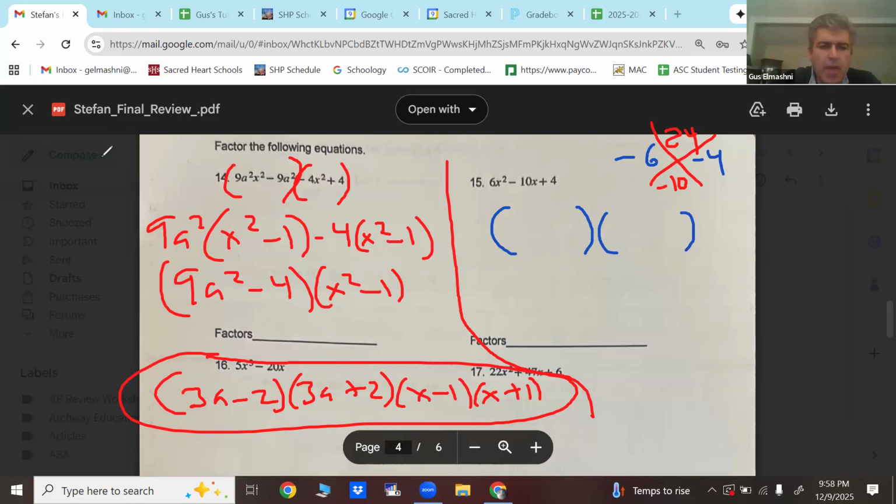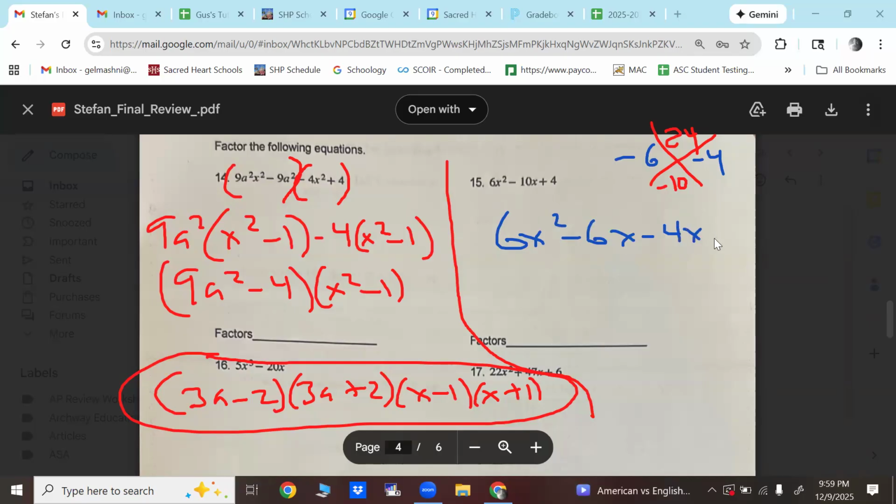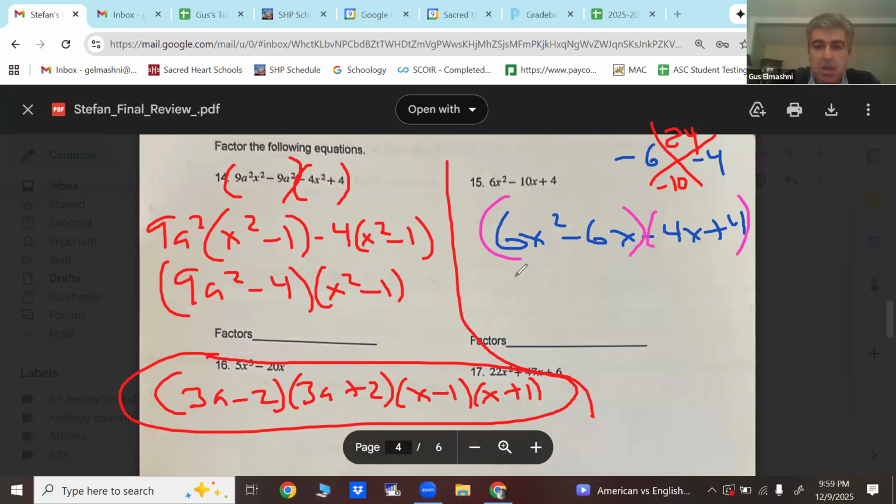Well, actually, hold on. I think you meant 6x squared minus 6x minus 4x. Do you mean this? Yeah. Okay, that works. And then you put parentheses over the 6x squared. And then you just take out 6x from that one. Good. So what's left behind?